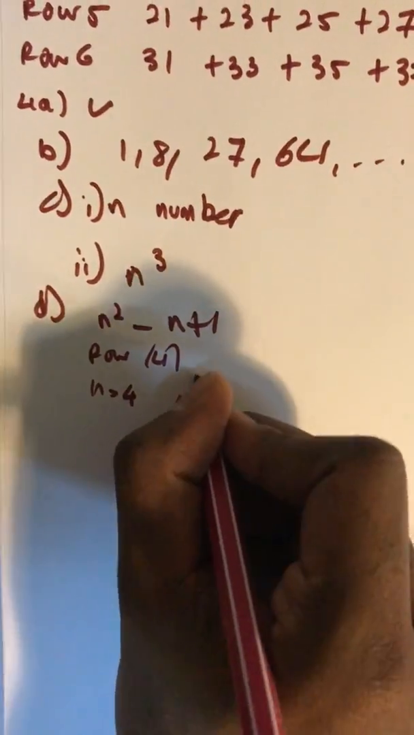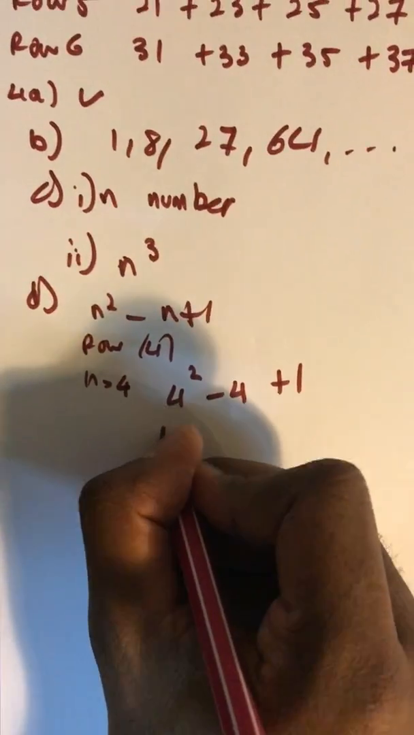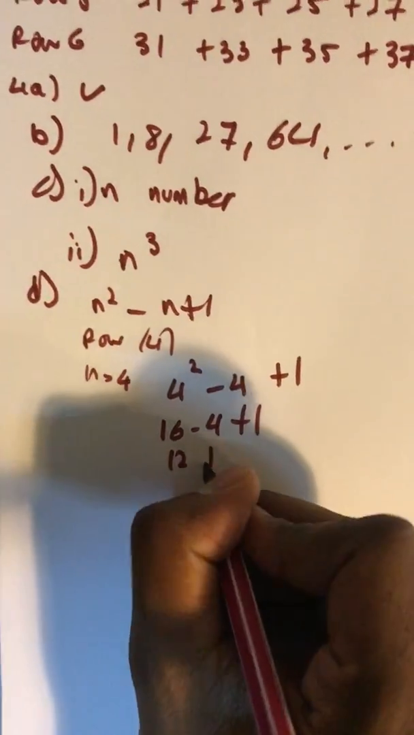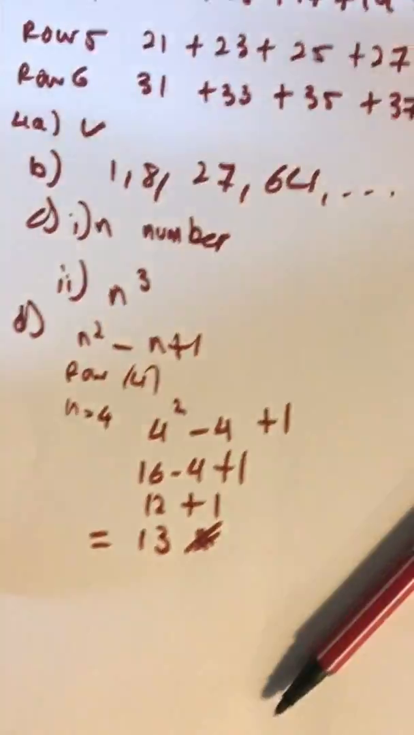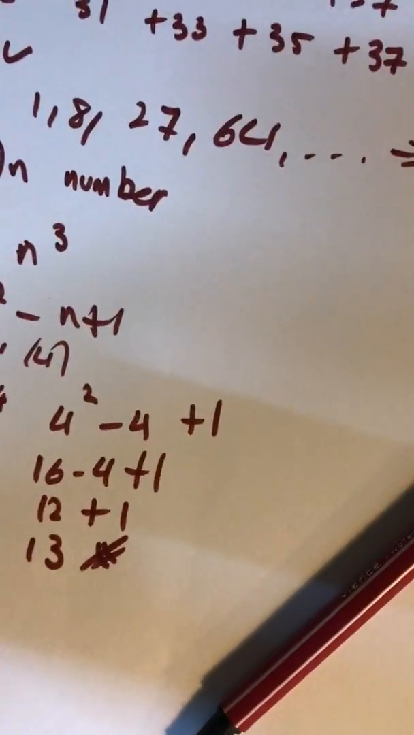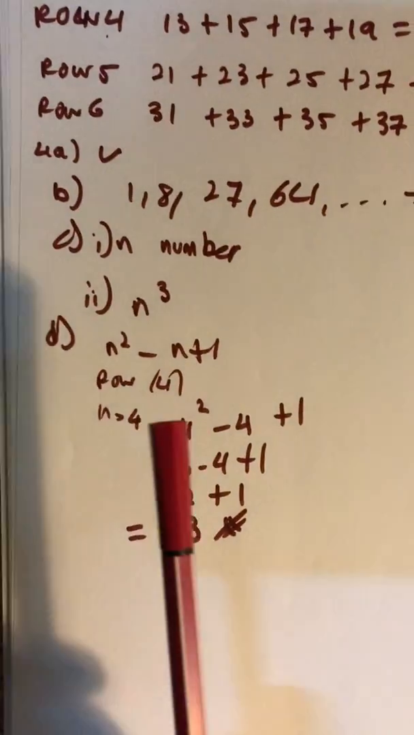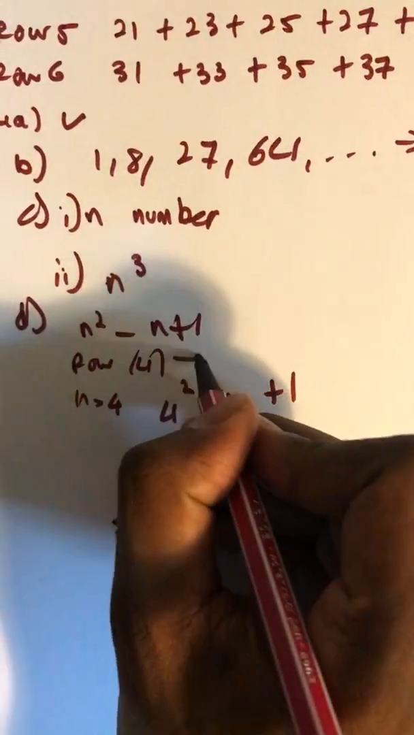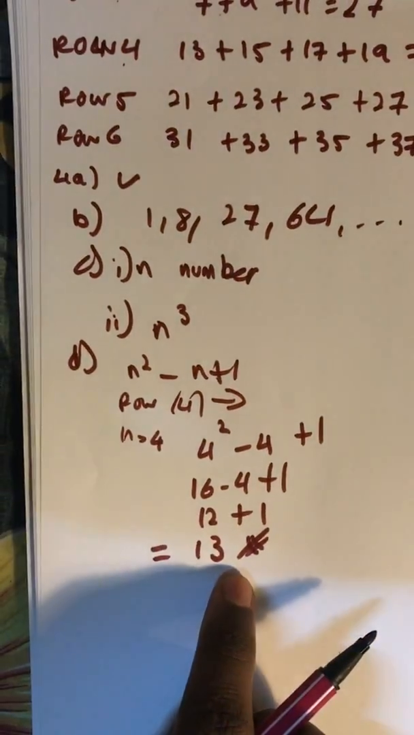So 4 squared minus 4 plus 1. 4 squared is 16, minus 4 plus 1. 16 minus 4 is 12. 12 plus 1 is 13. Okay, so now we got 13. Let's analyze what the question is asking. If you follow the question, they say the first number in row n. So this is row 4, right? Row 4's first number is 13. Then we get 13. Now you understand.